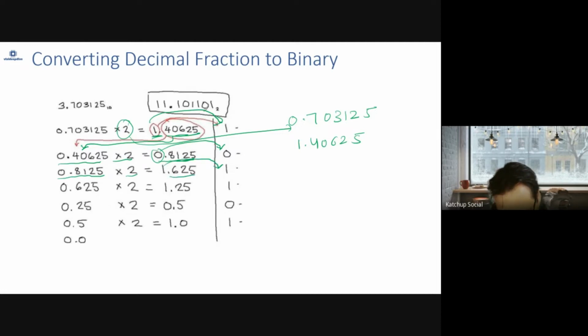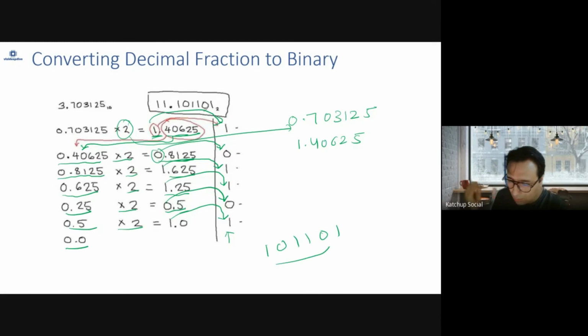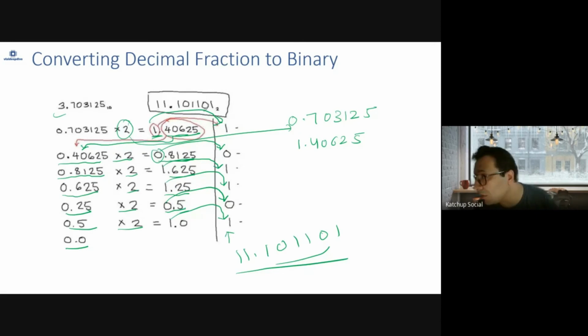So 1 you move here, and 0.625 you multiply by 2, you get 1.25. So 1 you move here, and 0.25 you multiply by 2, you get 0.5. 0 you move here, and 0.5 you again multiply by 2, you get 1, and then 0. So nothing more to be done. And starting from the most significant bit here, 101101 becomes your post-decimal number. And this 3 was 11, so this becomes your binary fractional representation of that decimal number.